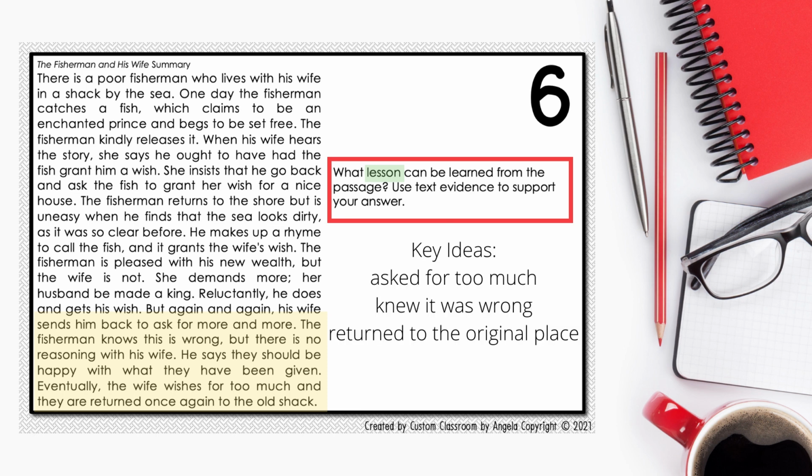The key ideas to take away are that they asked for too much, they knew it was wrong, and then they return to the original place. So then students need to take these key ideas and turn them into a short paragraph that restates the question and supports an answer.